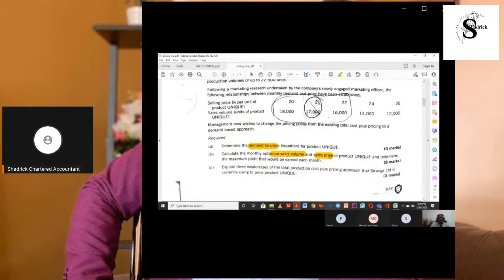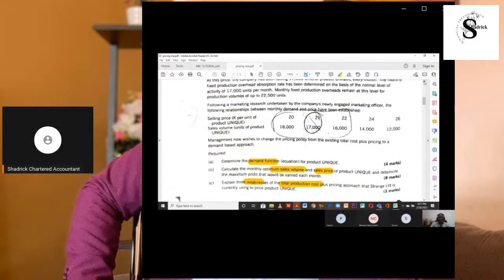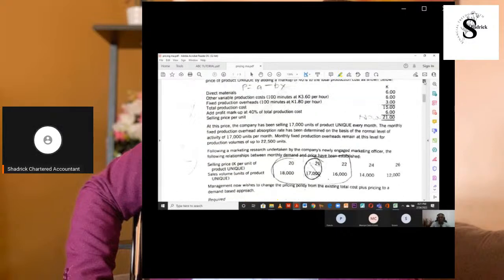The question says, could you please determine the demand function? And then it says, could you also please calculate the optimum sales volume? It says of the full cost, total production cost plus pricing approach that Strange Limited is using. You might say, believe me when I tell you I have no clue.